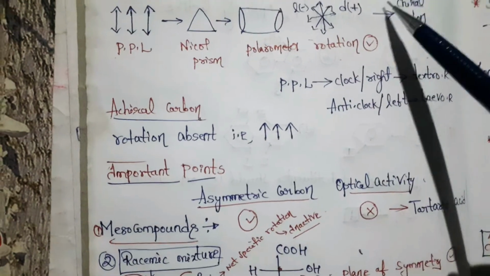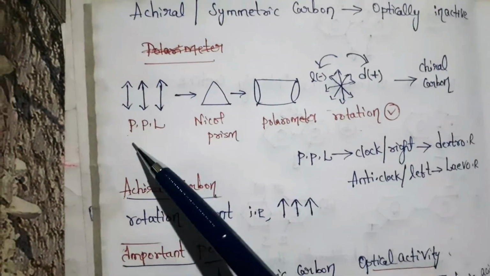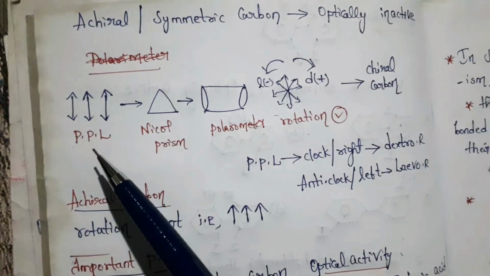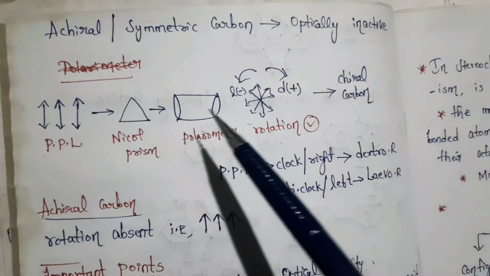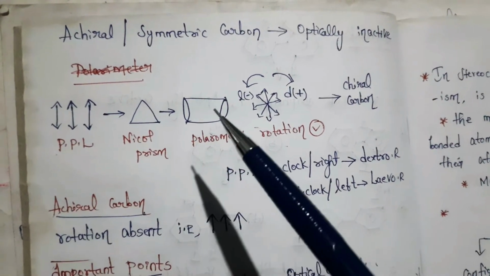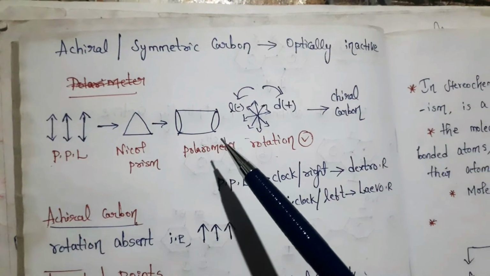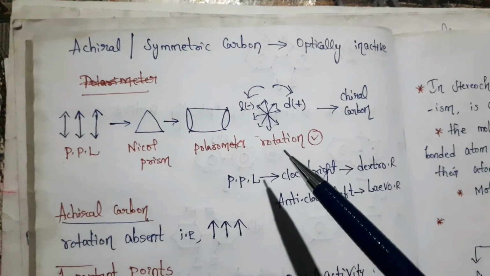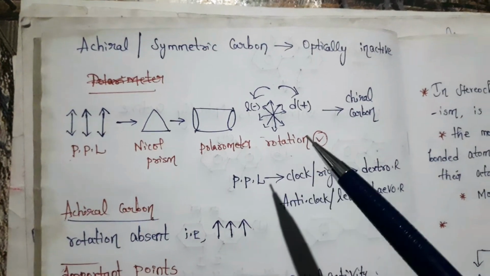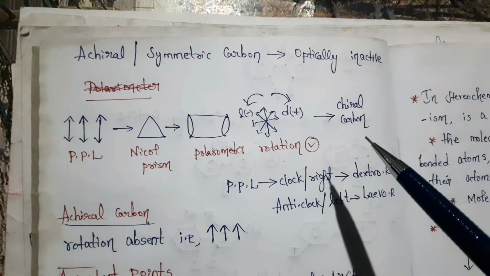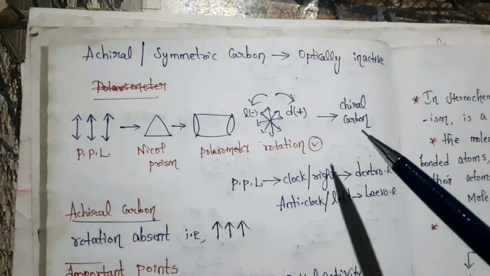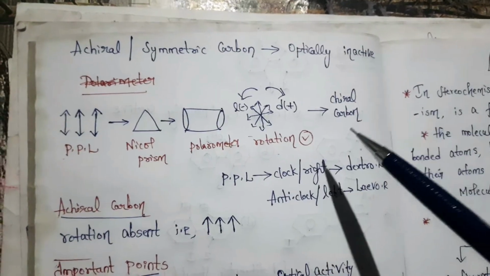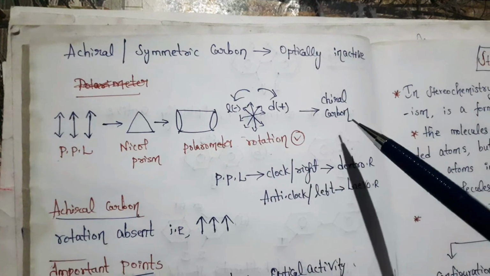Okay, let us see this. This is related to optical activity. Assume it as plane polarized light. We are passing this plane polarized light via a Nicol prism and polarimeter. If we have taken a chiral carbon or asymmetric carbon, then rotation is possible. For the rotation to occur, we should take only a chiral carbon. Chiral carbon containing compounds are optically active compounds. So if the compound which we have taken has a chiral carbon, then only this rotation is possible.